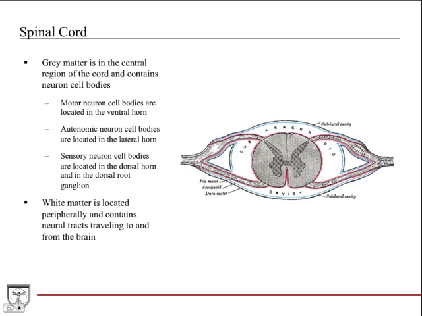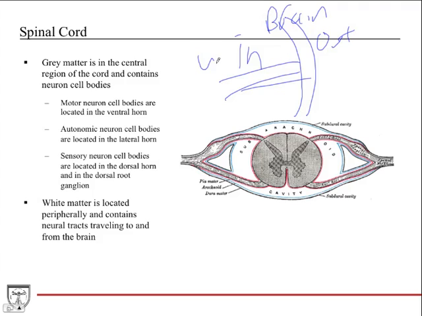It has gray matter and white matter, just like the brain. If you remember the brain, the gray matter is on the outside in the brain. So this is the gray, and then the white matter is on the inside. Okay, so this is the white. And it's the reverse for the spinal cord. So the gray matter here is in the center, as you can see it here. It's kind of like a butterfly shape to it. This is the central region, and it contains the neuron cell bodies.